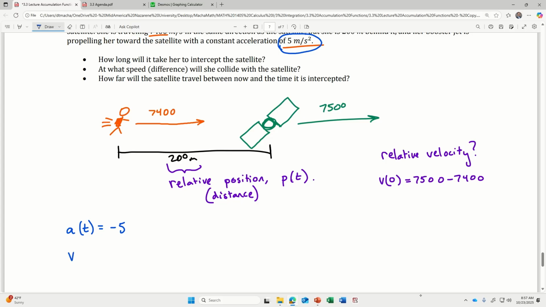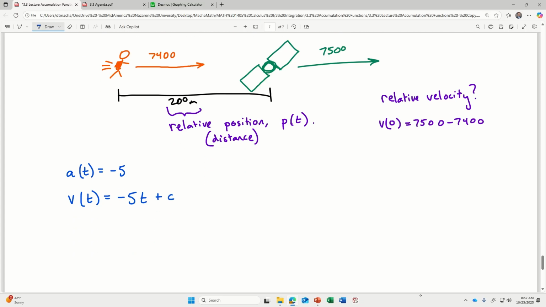So now let's find my velocity function. Velocity is the antiderivative of acceleration, so that should be -5t plus c. And since the velocity at time 0 is 100, what is my little lowercase c constant? 100.